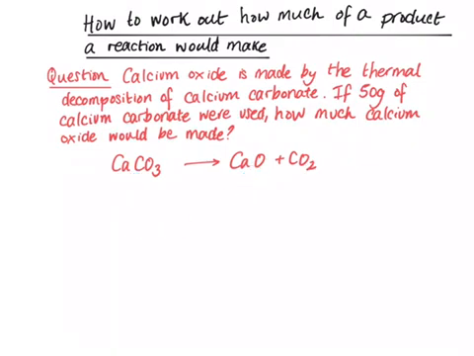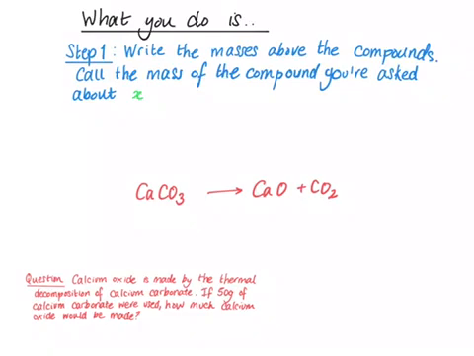So what you do is, step 1, write the masses above the compounds. Call the mass of the compound that you're asked about X. So we're asked about calcium oxide, so we're going to put an X there. And the question says that we start with 50 grams of calcium carbonate. So we're going to put 50 above the calcium carbonate.